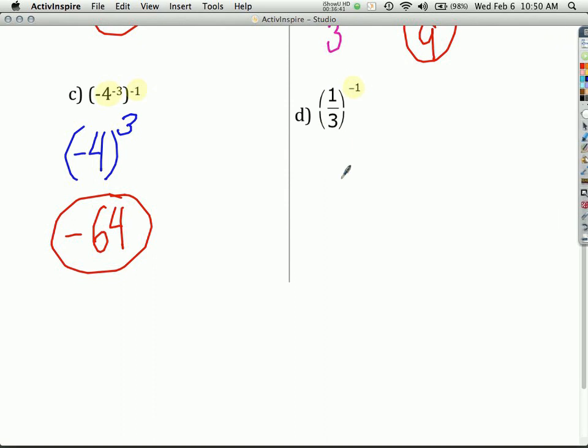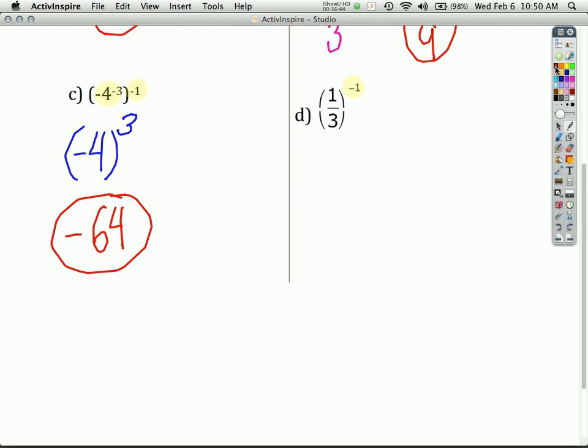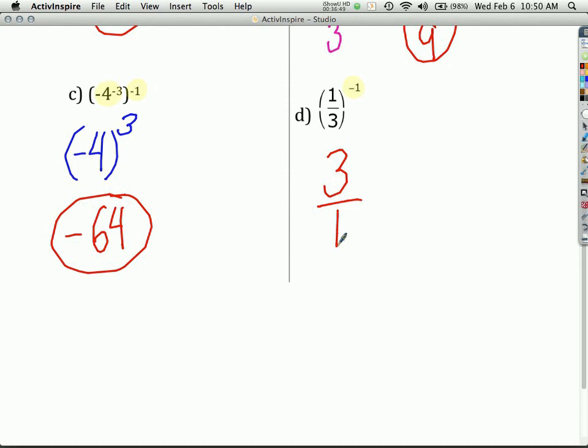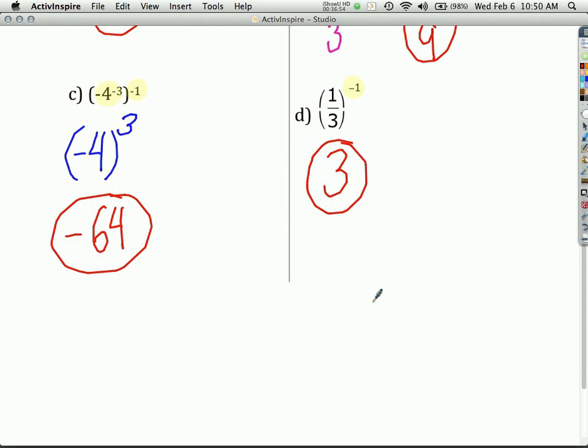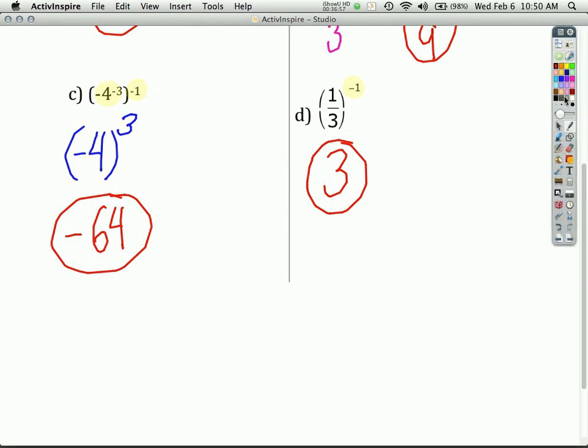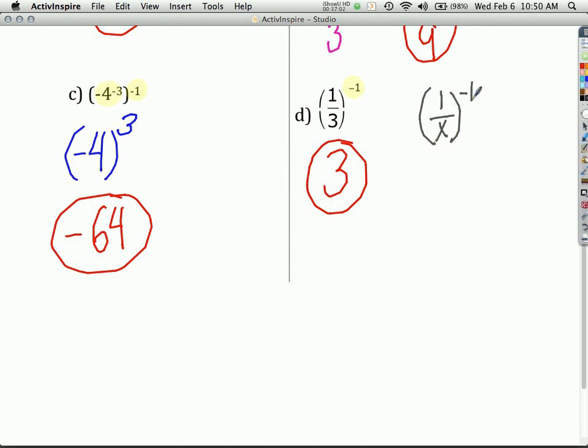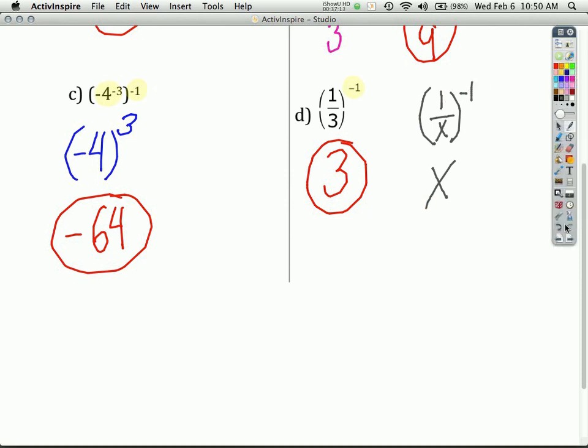So 1/3 to the -1st power is going to be 3/1. But you know that we don't write the 1 on the bottom, so that's just a fancy way of writing a 3. That will work with anything. If you have 1/x to the -1st power, that's just going to turn into x. Okay? So it doesn't really matter what's on the inside. If it's just a simple fraction to the -1st power, it just means flip it. Okay? Comments, questions on what we've done so far?